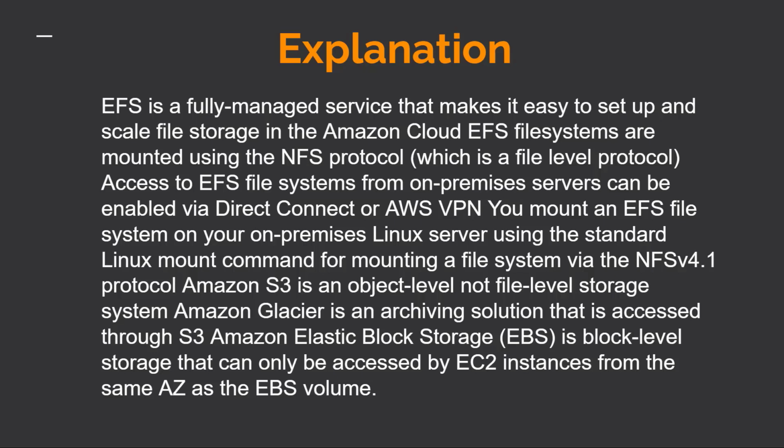You mount an EFS file system on your on-premises Linux server using the standard Linux mount command for mounting a file system via the NFS v4.1 protocol. Amazon S3 is an object-level, not file-level, storage system. Amazon Glacier is an archiving solution that is accessed through S3. Amazon Elastic Block Store, EBS, is block-level storage that can only be accessed by EC2 instances from the same AZ as the EBS volume.